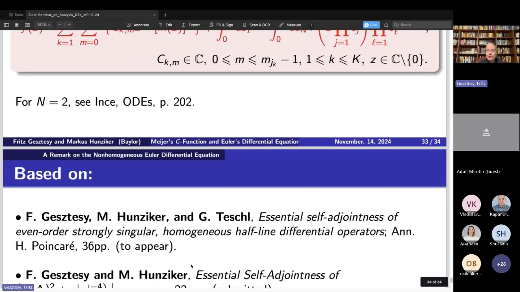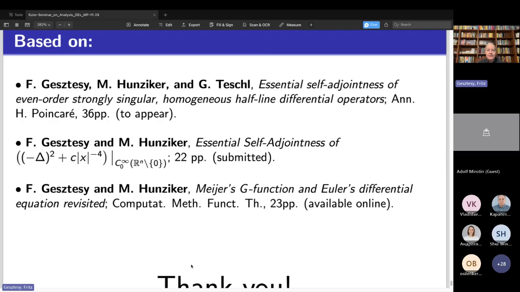So this concludes my talk, and let me just mention what this is based on. We have done half-line homogeneous, and homogeneous now with respect to X, essential self-adjointness questions, jointly also with Gerald Teschl. We looked at problems like this, not only the second-order case, but that was the main part, in a particular paper with Markus Hunziker. And what I was just talking about now is based on a paper on Meijer's G function and Euler's differential equation revisited. Thank you very much.